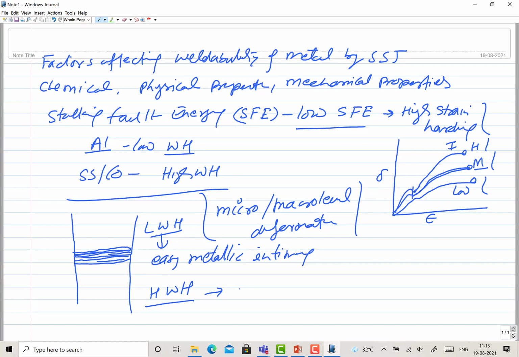Okay, so the point here is very simple. Increasing work hardening tendency will be reducing the deformation tendency, and that in turn will be reducing the ease of joining. So the ease of joining of the metal by solid state joining will be reduced with the increase of work hardening tendency.